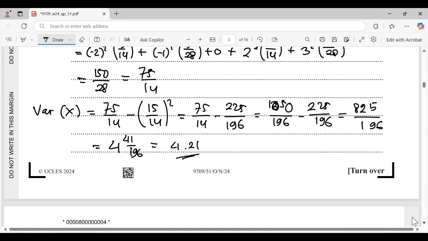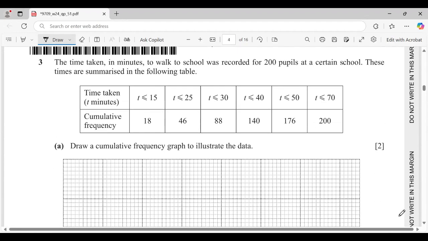So, next, number 3. The time taken in minutes to walk to school was recorded for 200 pupils at a certain school. These times are summarized in the following table. Draw the cumulative frequency graph to illustrate the data.